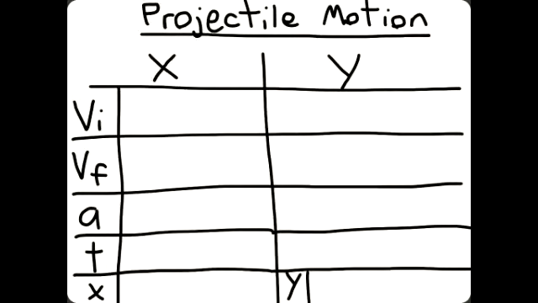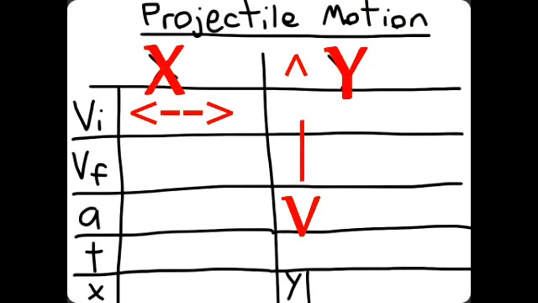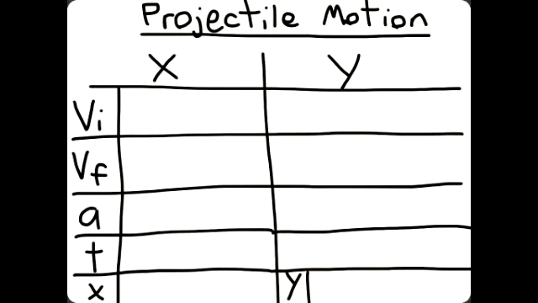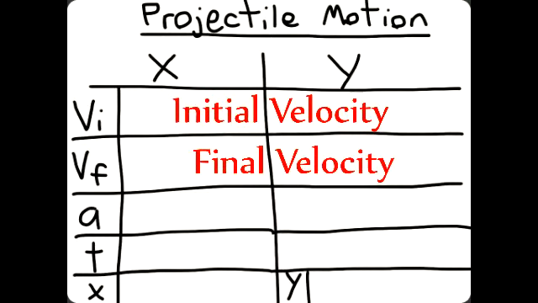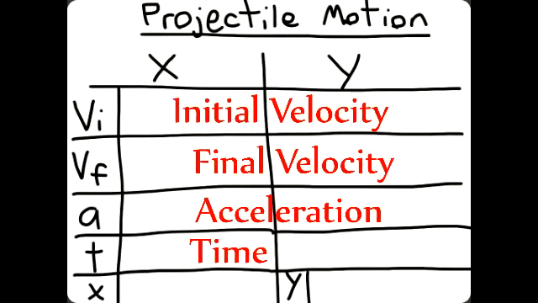Projectile motion can be charted using this table layout. Everything in the x column is motion, or distance, in the x direction, or horizontal direction. Everything in the y column is the vertical direction. Vi stands for initial velocity, Vf is final velocity, a is acceleration due to gravity, t is time, and x or y is the distance in the given direction.